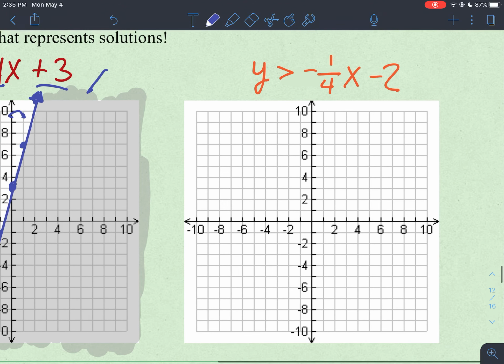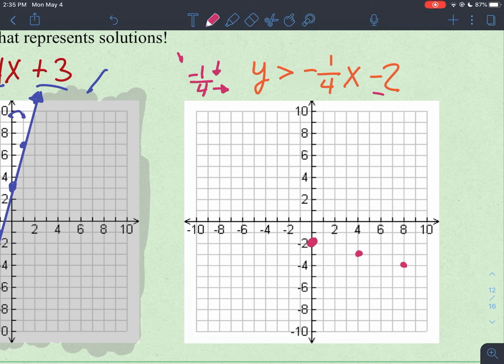Over here, we've got y is greater than negative 1/4 x minus 2. So once again, we're going to start at our y-intercept at 0, negative 2. I am going to use my slope to navigate. I am going to go down 1 and right 4. Down 1 because this is negative, and right 4 because this is positive. So I'm going to go down 1 and right 4.